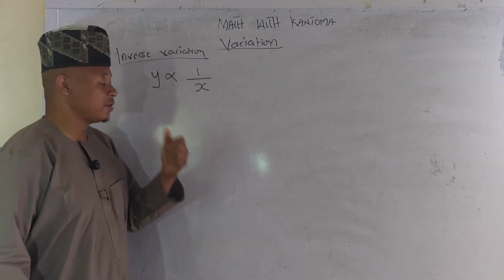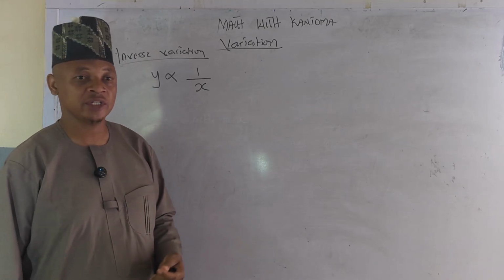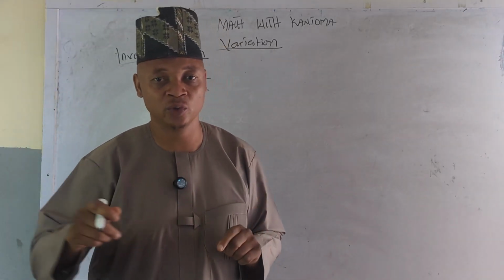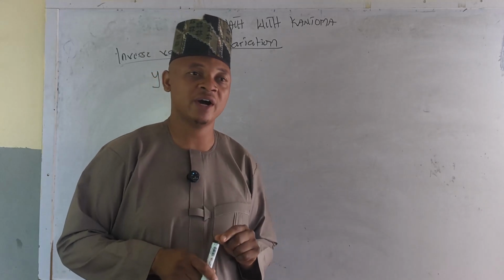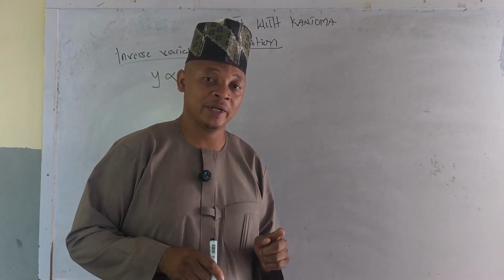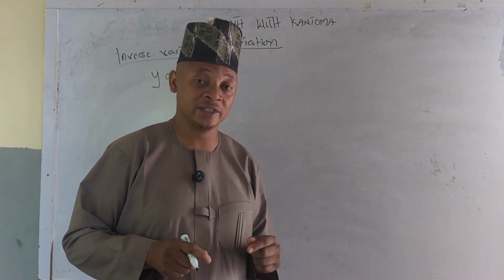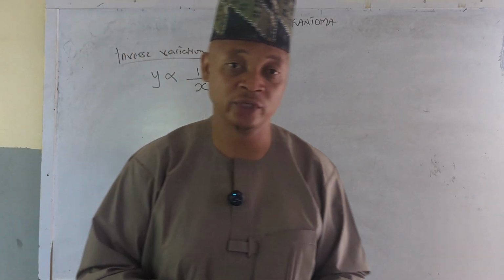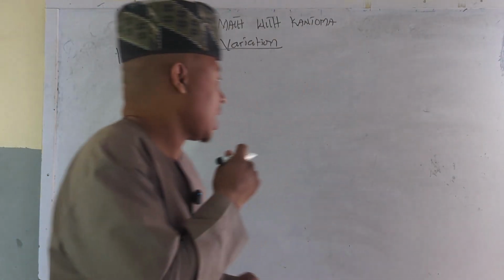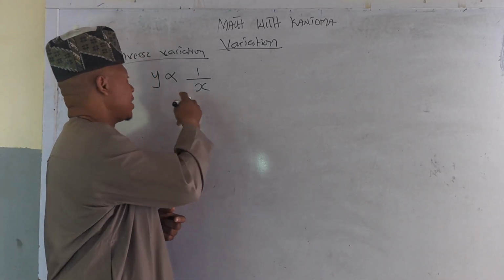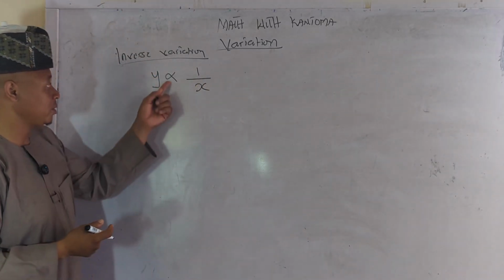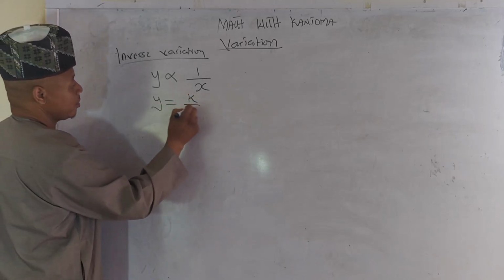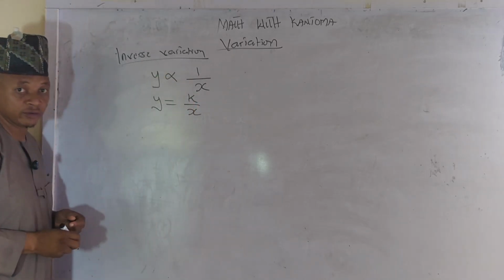So now, when y varies inversely to x, it means that when the value of y is increasing, the value of x will be decreasing. Or when the value of x is increasing, then the value of y will be decreasing. This is the relationship between the two. So now, y varies inversely to x. If you remove the sign of proportionality, we have y is equal to k over x. k is the constant of the variation.